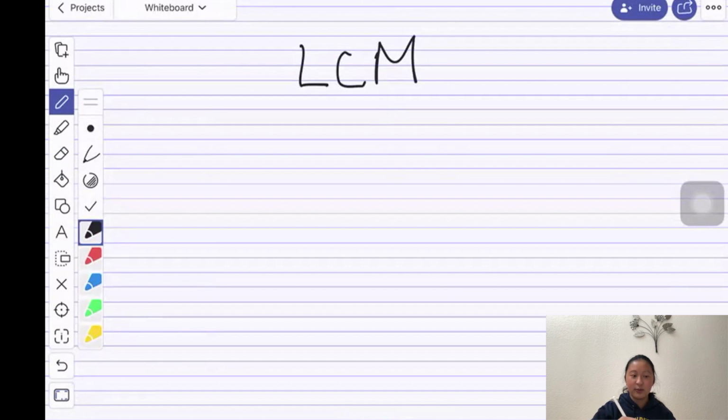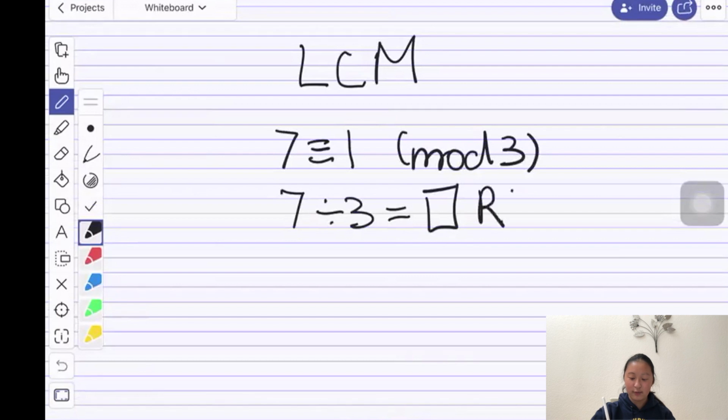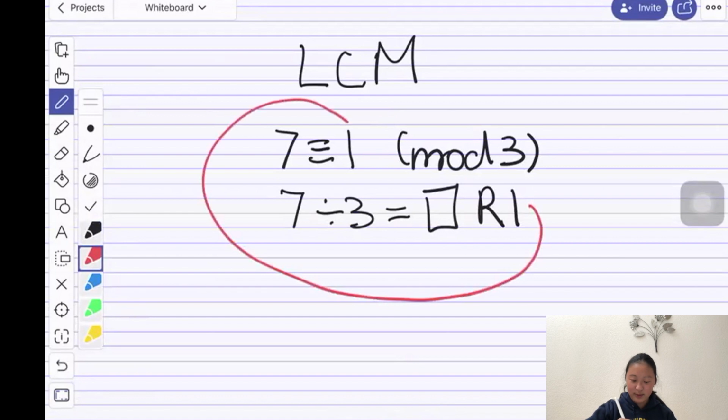So modular arithmetic notation looks like this. 7 is congruent to 1 mod 3. This is just an example, and in this case, it means that 7, when divided by 3, is something, which we don't really care about in this case, with a remainder of 1. As you can see, this 1 corresponds to this one over here, 3 corresponds to the 3 over here, and 7 corresponds to 7 over here.